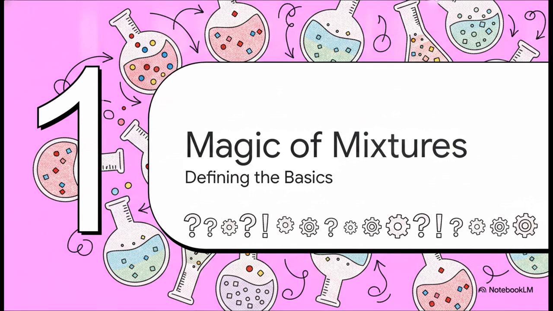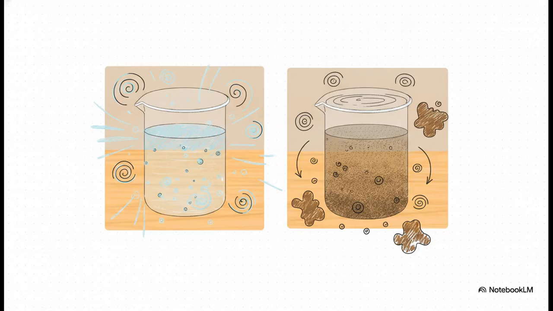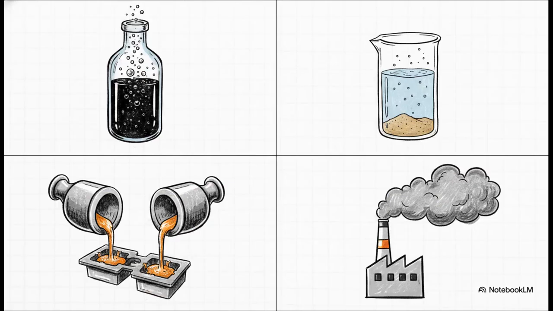All right, Section 1, the magic of mixtures. Let's set the stage. Looking at the contrast here, it's pretty stark, right? On one hand, you've got a homogeneous mixture. Think sugar completely dissolved in water. It's totally clear, perfectly uniform throughout. Every single sip is going to taste exactly the same. But on the flip side, you have a heterogeneous mixture, like muddy water. It's chaotic, it's not uniform, and you can literally see the particles just waiting for gravity to drag them down to the bottom.